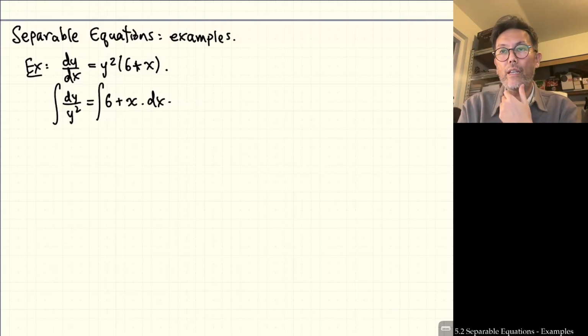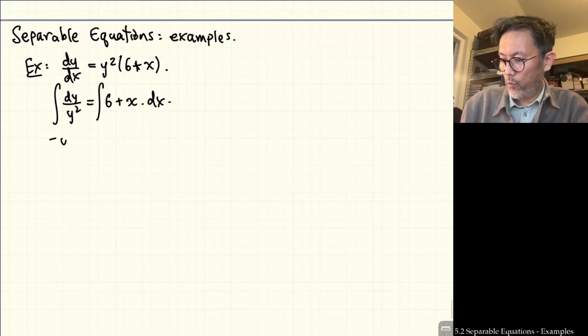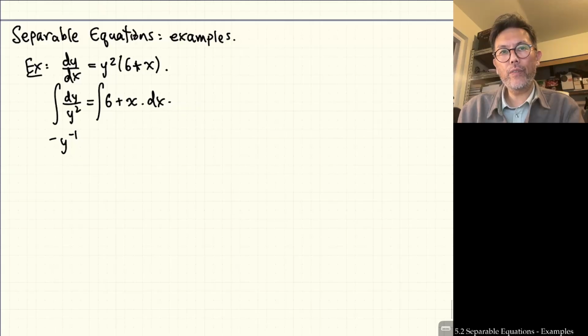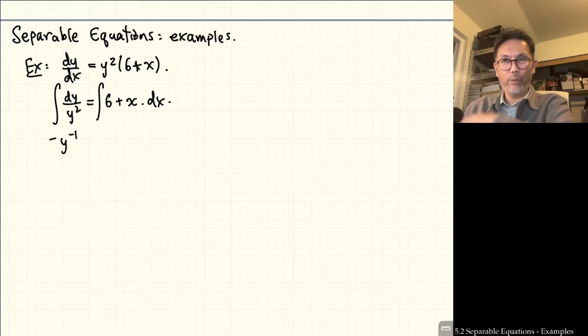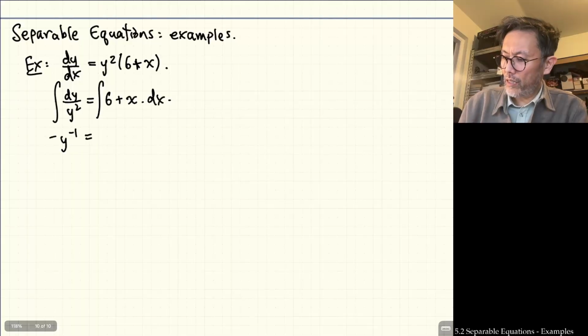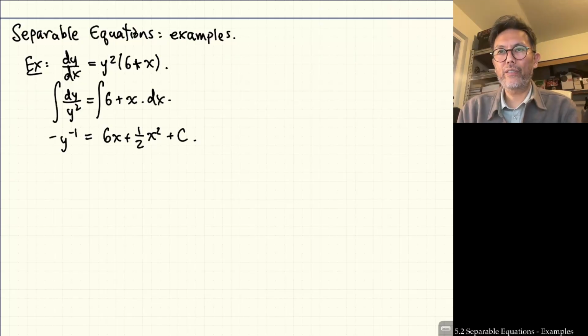Okay, the antiderivative of 1 over y squared, remember that's y to the negative 2 power, is going to be negative y to the negative 1 power. I'll suppress the plus c and put it on the other side. Here, an antiderivative is 6x plus 1 half x squared. Then we have our plus c.